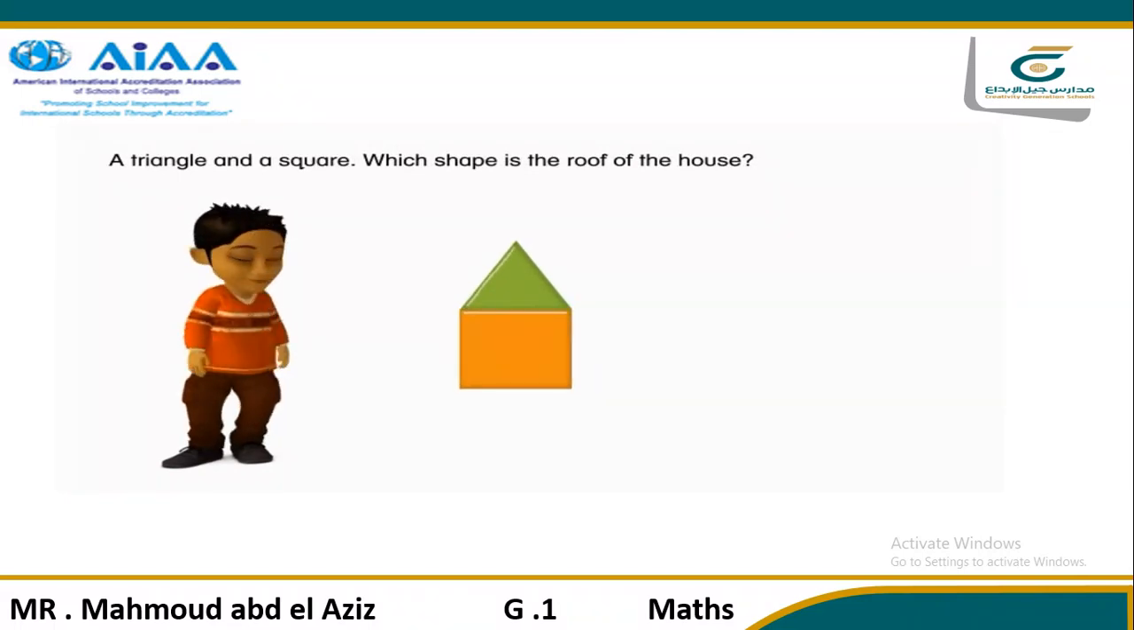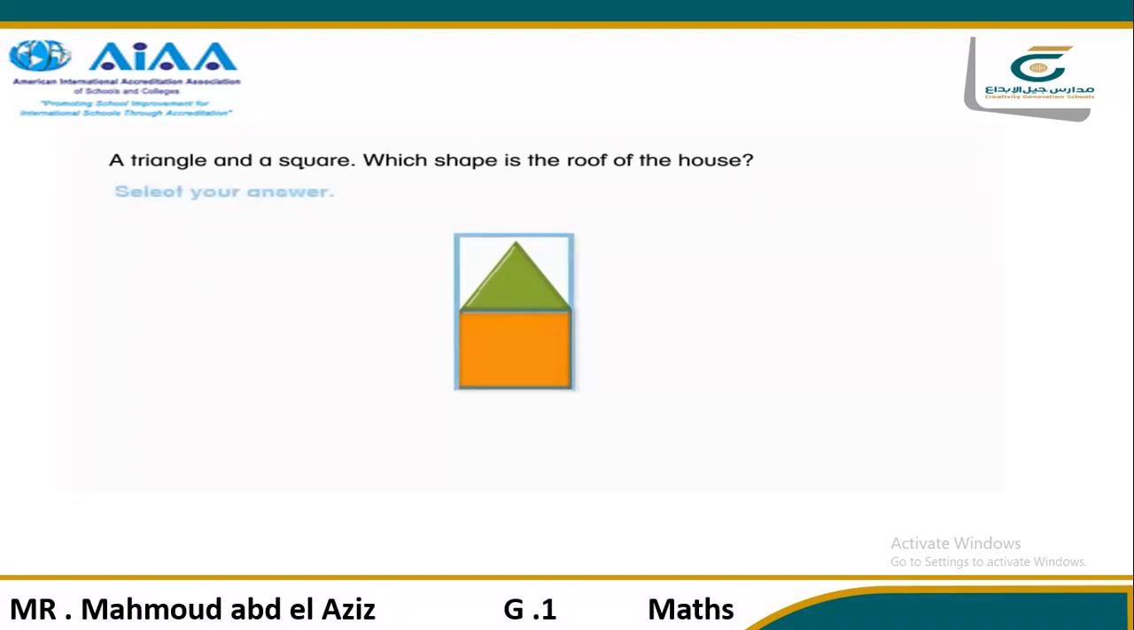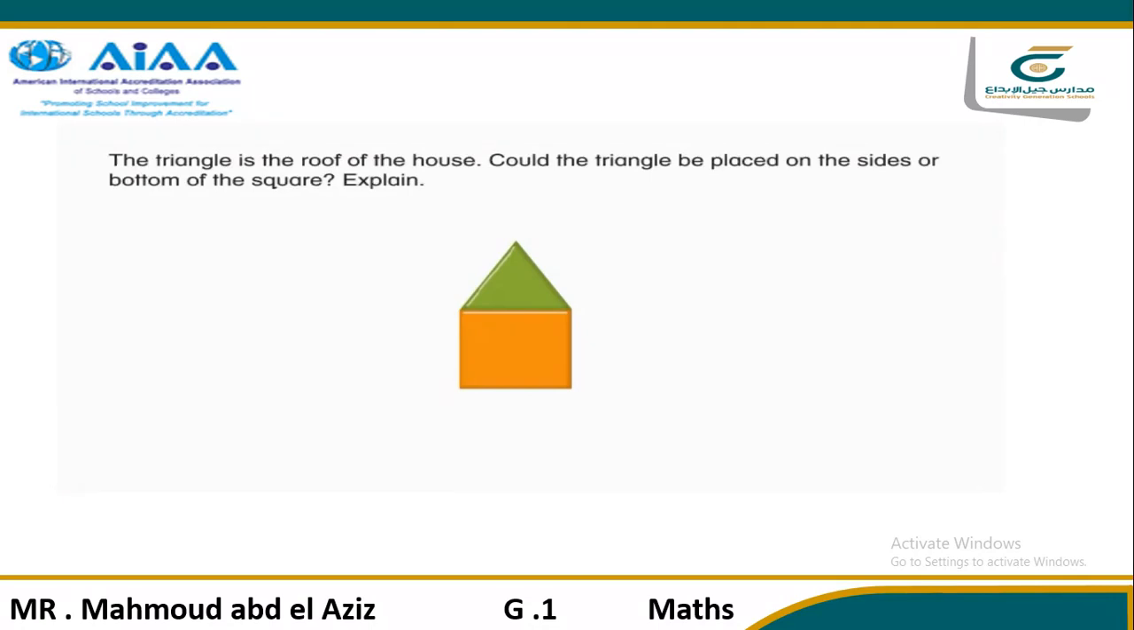Which shape is the roof of the house? Select your answer. The triangle is the roof of the house. Could the triangle be placed on the sides or bottom of the square? Explain. No, the triangle needs to be on top. The triangle is the roof, and the roof is on the top of a house.